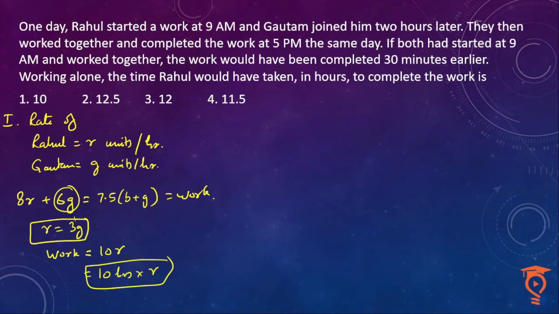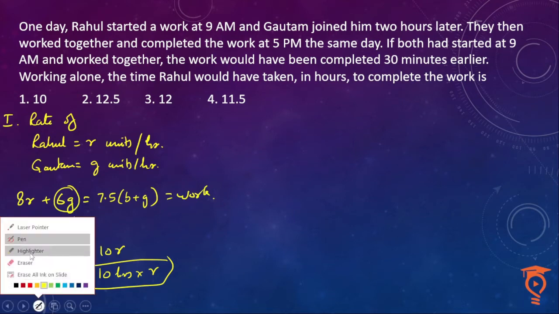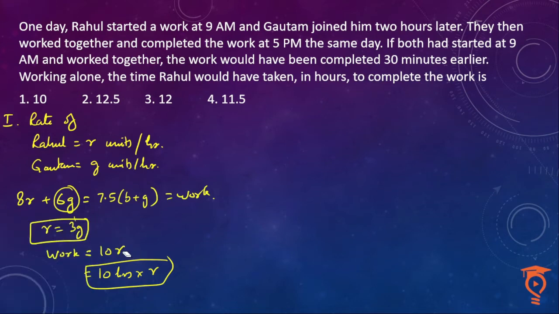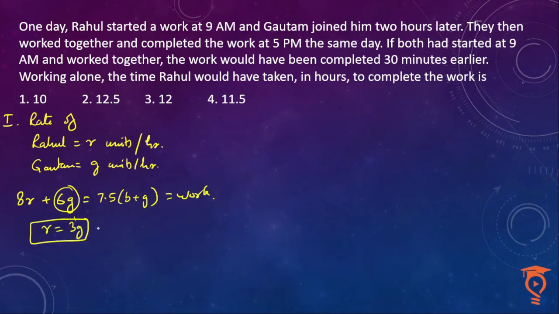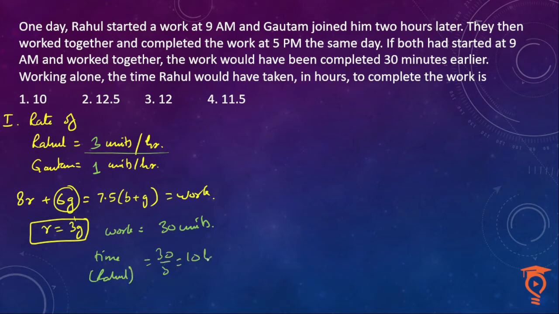Okay. What you could also have done would be, some people get really frustrated after I found R equal to 3G. So for those people, what I'll do is I'm going to take from here R as 3 units and G as 1 unit. So now the work becomes 24 plus 6, 30 units. And just imagine, if the rate is 3 units per hour and the 30 units is the work, then time taken by Rahul alone would be 30 by 3, 10 hours.